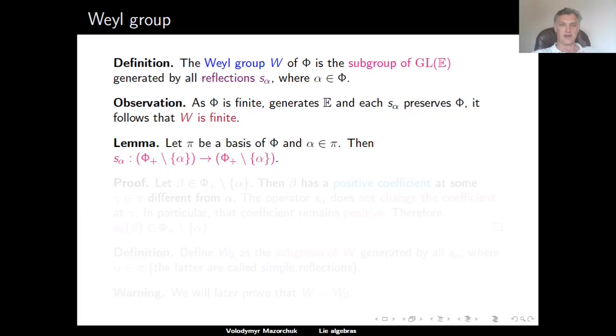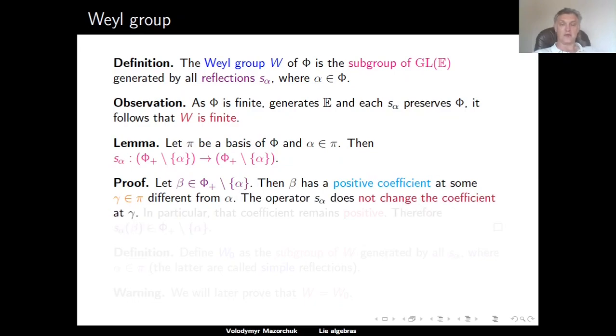Here is a very useful lemma. Let pi be a basis of our root system phi and alpha be a root in pi. Then the corresponding reflection s alpha permutes all positive roots different from alpha. Clearly, by definition, s alpha sends alpha to minus alpha, so the root alpha is sent to a negative root. The claim of this lemma is that all other positive roots are sent to positive roots by s alpha. Proof: let's take some positive root beta different from alpha. Then beta must have a positive coefficient at some root gamma in pi different from alpha.